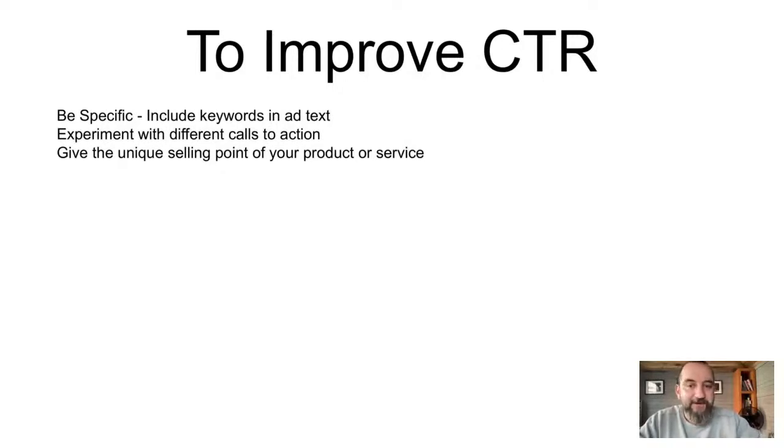your click-through rate, first off, we're going to be specific. We need to include all of the keywords in the ad text, right? If we put the keywords down, and we also include them in our ad text, it's going to help us an awful lot. Experiment with different calls to action, right? Don't just have a "learn more." Try "click here now," "free delivery." Try all these different calls to action. See how they affect your rankings.